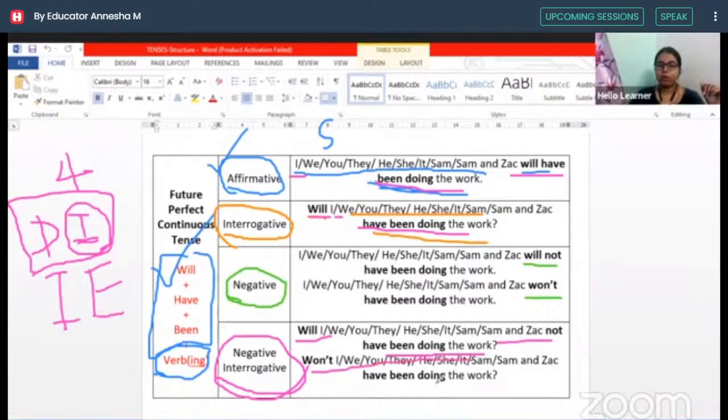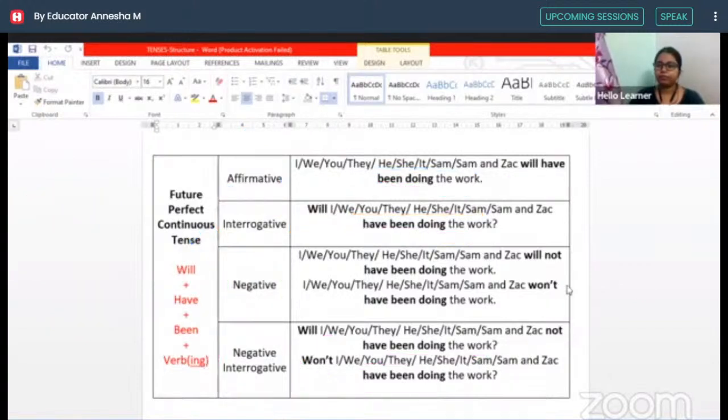Won't she have been going to the party? Won't they have been dancing together? So on and so forth. Is this clear, guys? Is the structure clear? Tell me. Any doubts about the structure? Any questions?